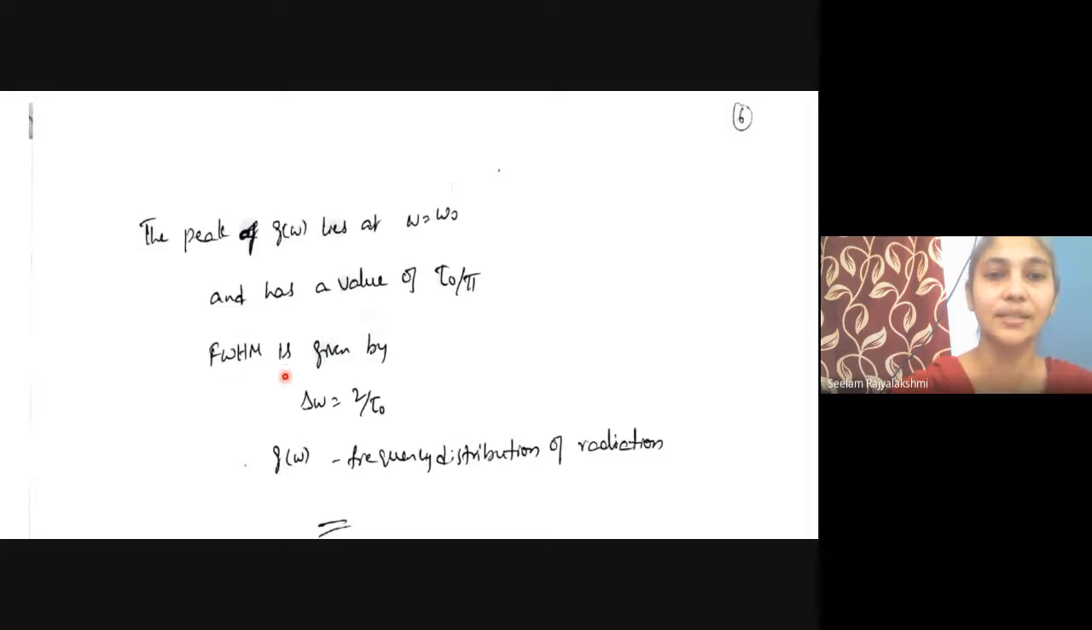The full width at half maximum is given by Δω = 2/τ₀. So g(ω) is nothing but the frequency distribution of the radiation. This is about the full width at half maximum for collision broadening, and we have also observed the line shape function. Let us stop it here.